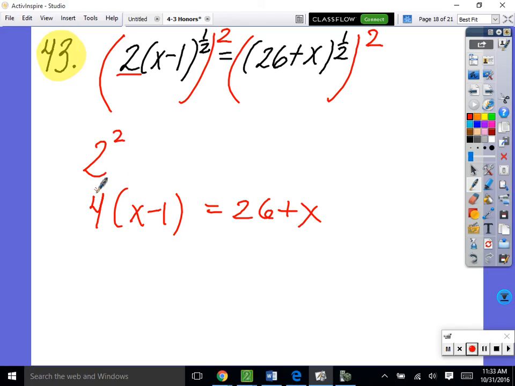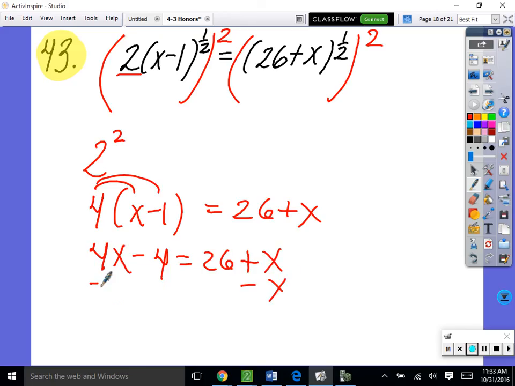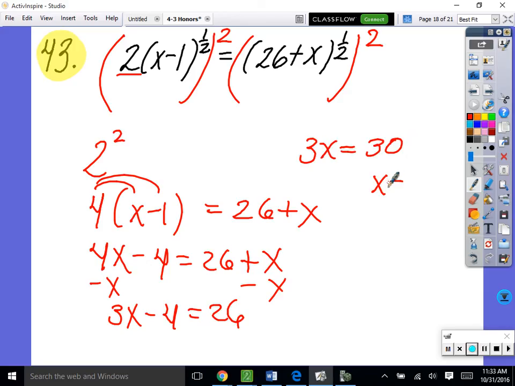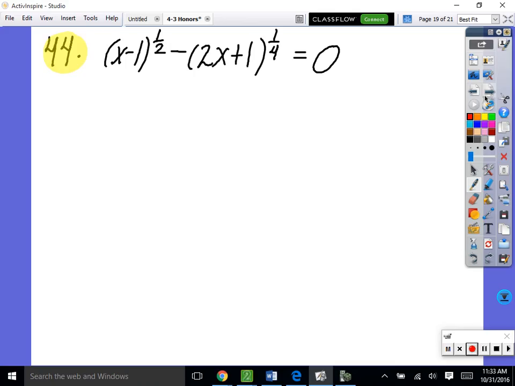So now we can solve this 2 different ways. I'm just going to distribute 4 through. So we have 4x minus 4 equals 26 plus x. Then solving for x is quite simple. Subtract x. So we have 3x minus 4 equals 26. I swear I was doing this right. Okay. Add, yeah, perfect. So 3x equals 30. So x equals 10. And then we would check it. Everybody good? So don't make little errors, which you guys saw that pretty quickly.